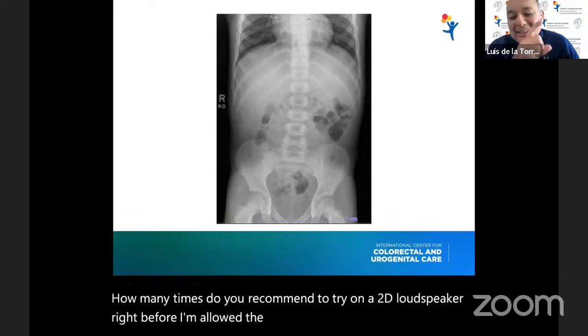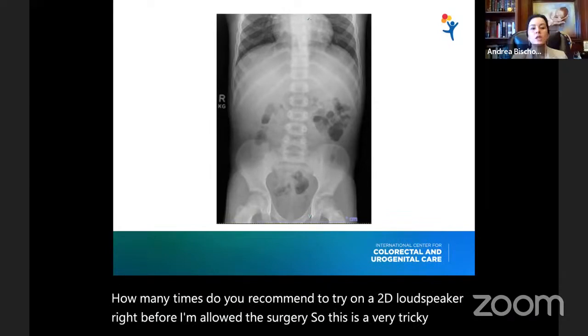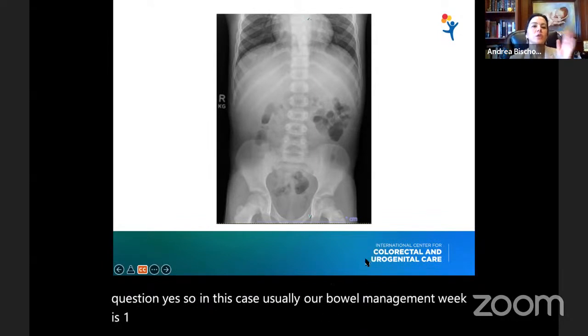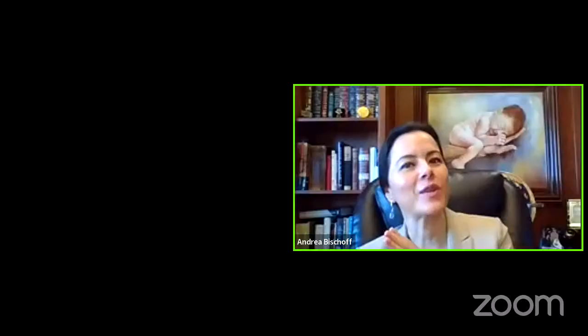So this is a very tricky question. Usually our bowel management week is 1 week. But during this week, you can sense if we're moving in the right direction or in the wrong direction. Meaning if the patient has unpredictable accidents all the time, even with a good x-ray, then probably this patient will not respond. I would go back to enemas because enemas work, and try again on the next school break.